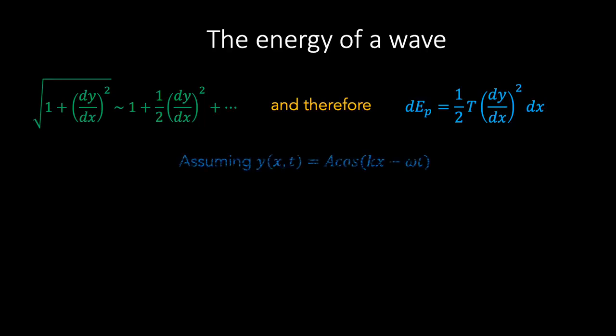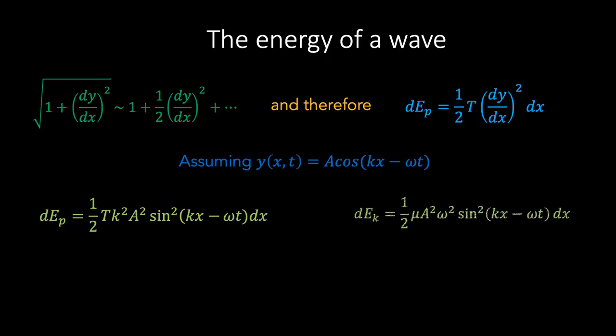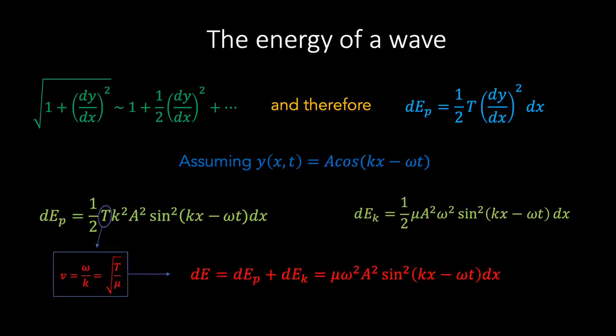Next, we can sub in the well-known wave displacement function, and we arrive at this light green expression. Finally, by combining this with our expression for the kinetic energy, we can write the total energy of our rope segment as dE equals mu times omega squared a squared sine squared (kx minus omega t) dx.